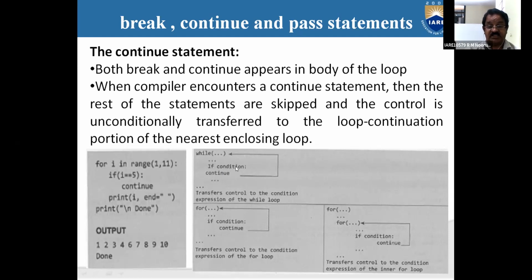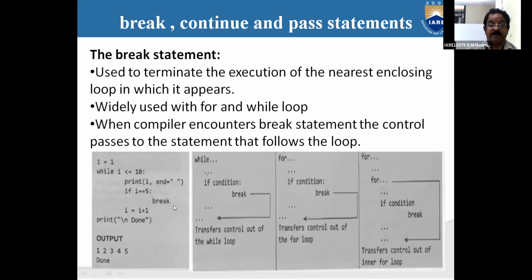within that you have made use of an if condition. So it's going to transfer the control to the condition expression of the while loop. Here it transfers to the for loop, it will transfer to the inner for loop. So the difference between the break and continue statement: in break, when the condition is satisfied, it will come out of that particular loop and terminate the nearest enclosing loop in which it appears.